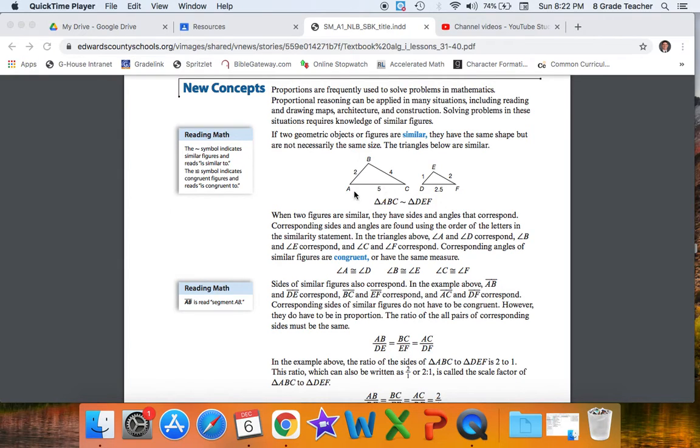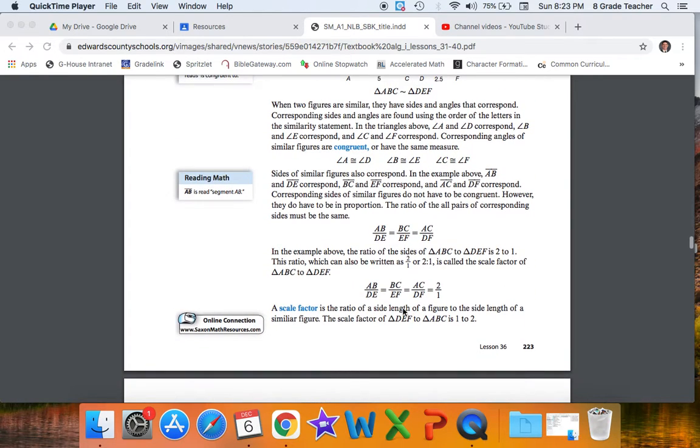And you'll notice that when you're identifying the side lengths for those proportions, you're using the same fraction for the same side, but the different triangle. So here A and B was in the numerator, D and E was in the denominator, but you're talking about the same side, the congruent side or similar side, therefore you're putting that in the same fraction in comparison to a different side that is going to have that same type of comparison. Okay? A scale factor is the ratio of a side length of a figure to the side length of a similar figure. The scale factor of DEF to ABC is 1 to 2, or it's 2 times larger.